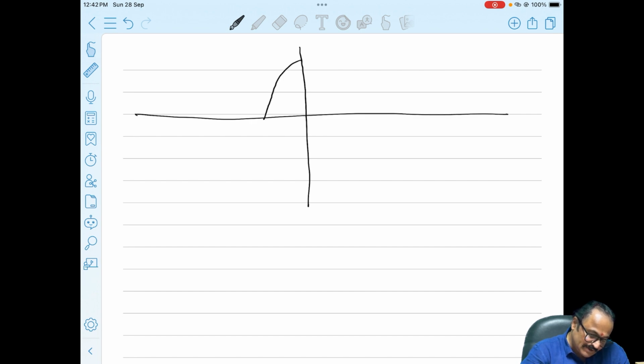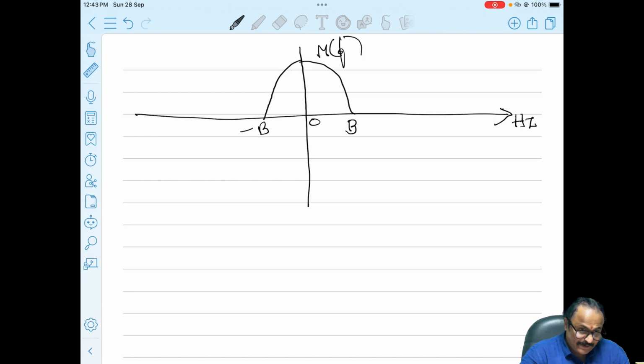We can draw a spectrum like this. So the maximum frequency is B hertz. If we take this in terms of hertz, this is minus B. This is the spectrum of the signal M of t, which is called M of f.